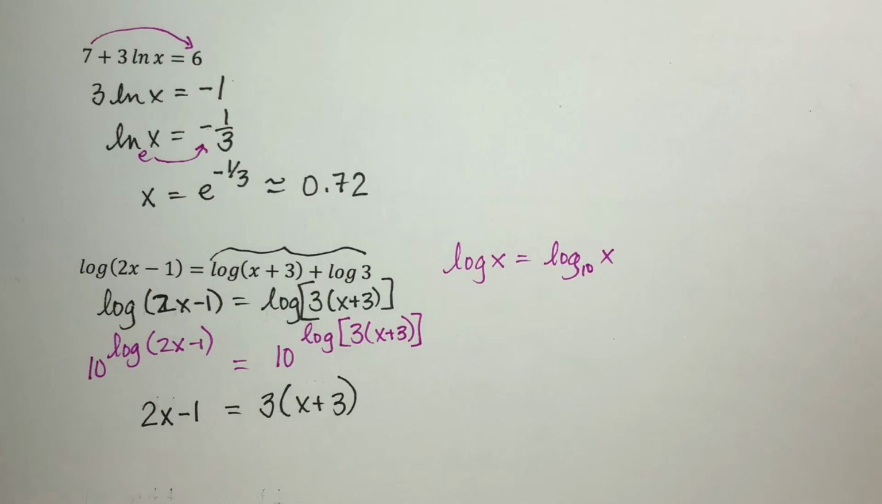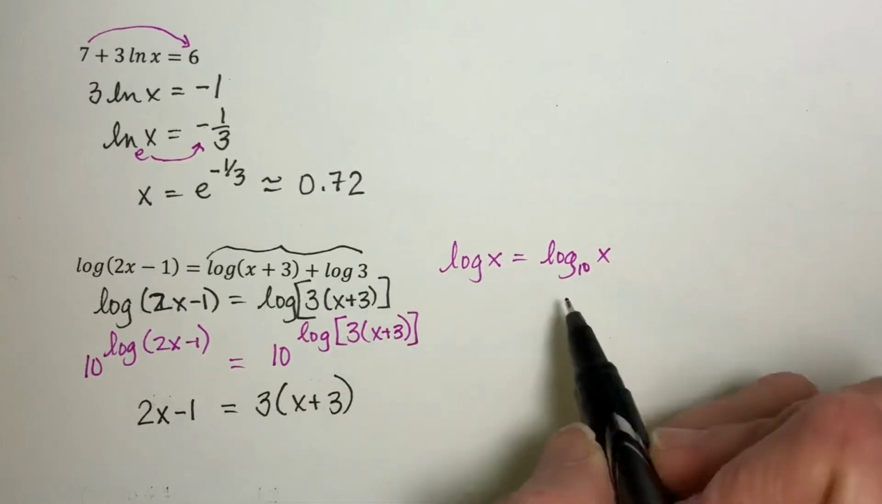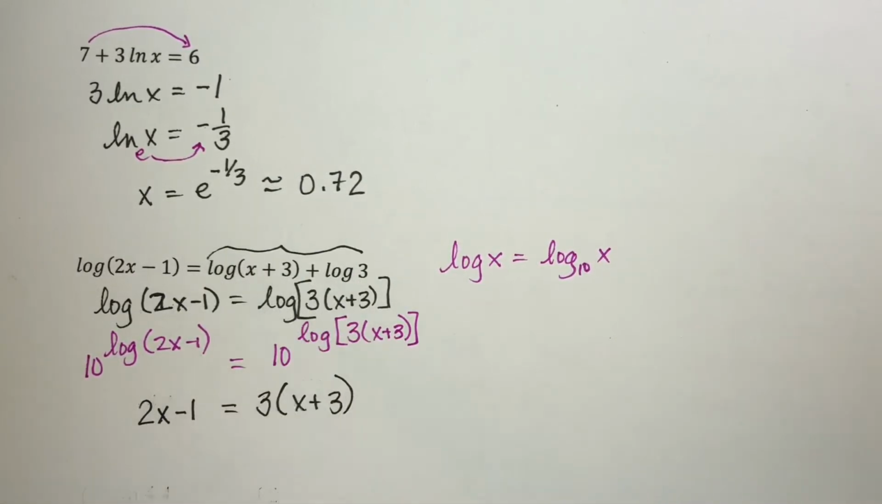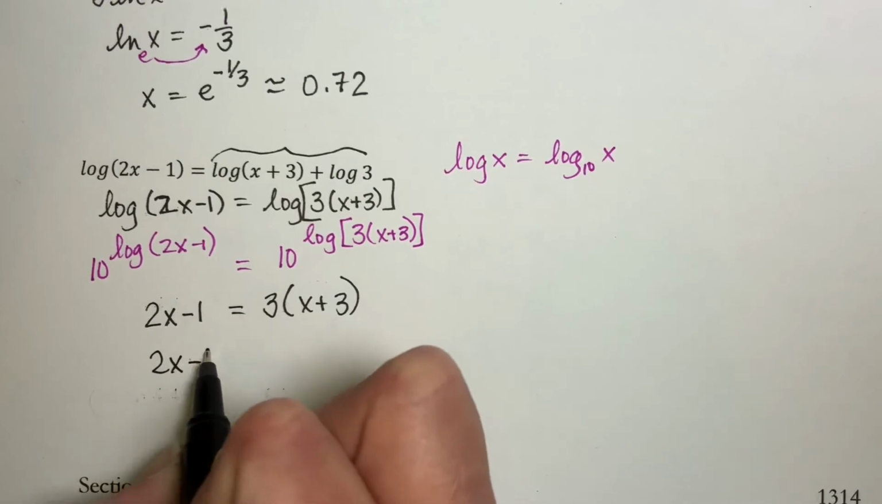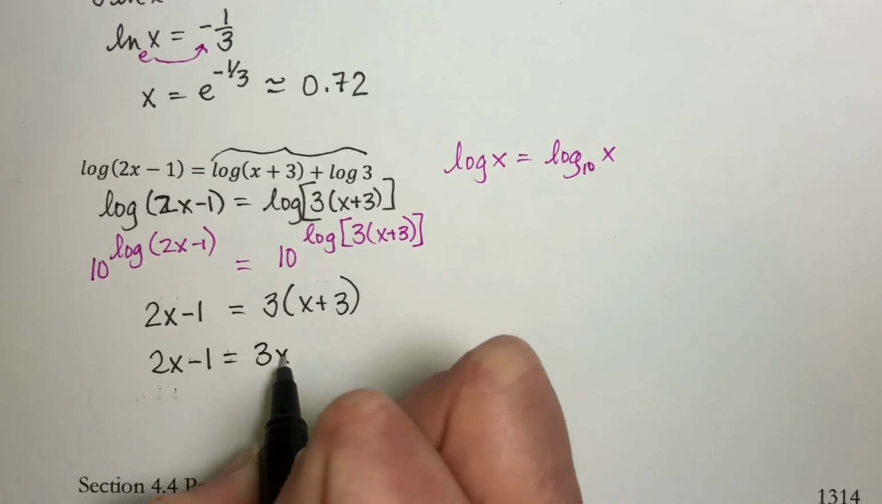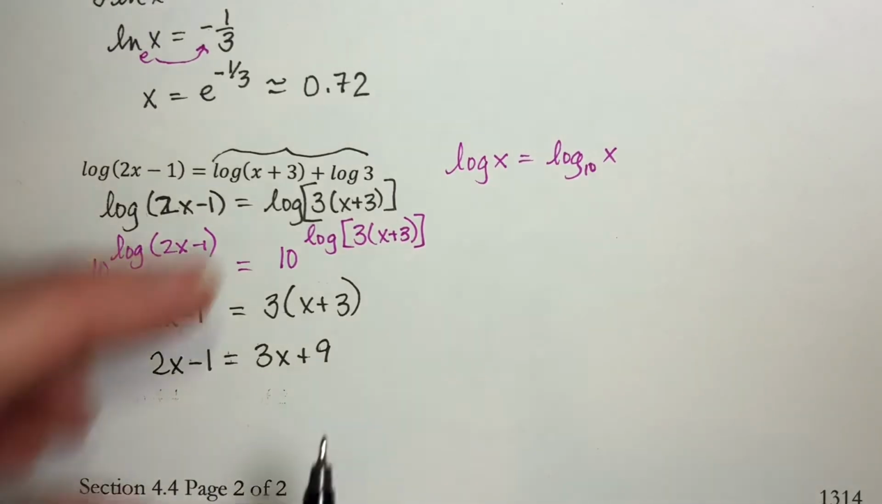So practically speaking, if you end up with a log equal to a log, with no other thing added to it, not a +4, it has to be a single log equal to a single log. I had to combine these before I could do this. And if they have the same base, then you are allowed to just set the arguments equal to each other. So let's solve this. I'm going to distribute the 3. 2x minus 1 is equal to 3x plus 9.